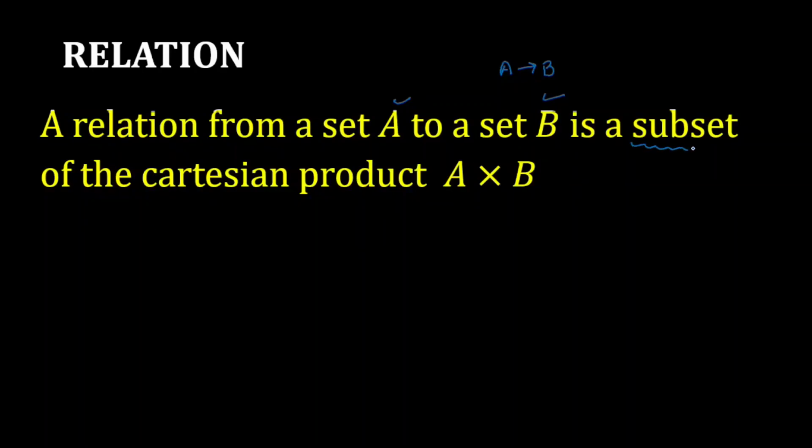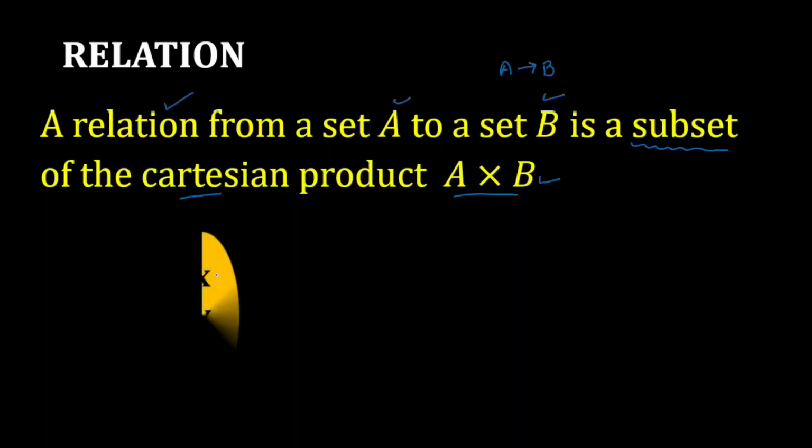This is important, my dear students: a relation is a subset of the Cartesian product A cross B. It is a subset, which means the Cartesian product will have all the possibilities we have seen in the previous example also. That is why I have given the introduction of the previous year, class 11, some of the important points as well as the Cartesian product. So the Cartesian product will include all the possibilities. If some of them are included, then we call it a relation.